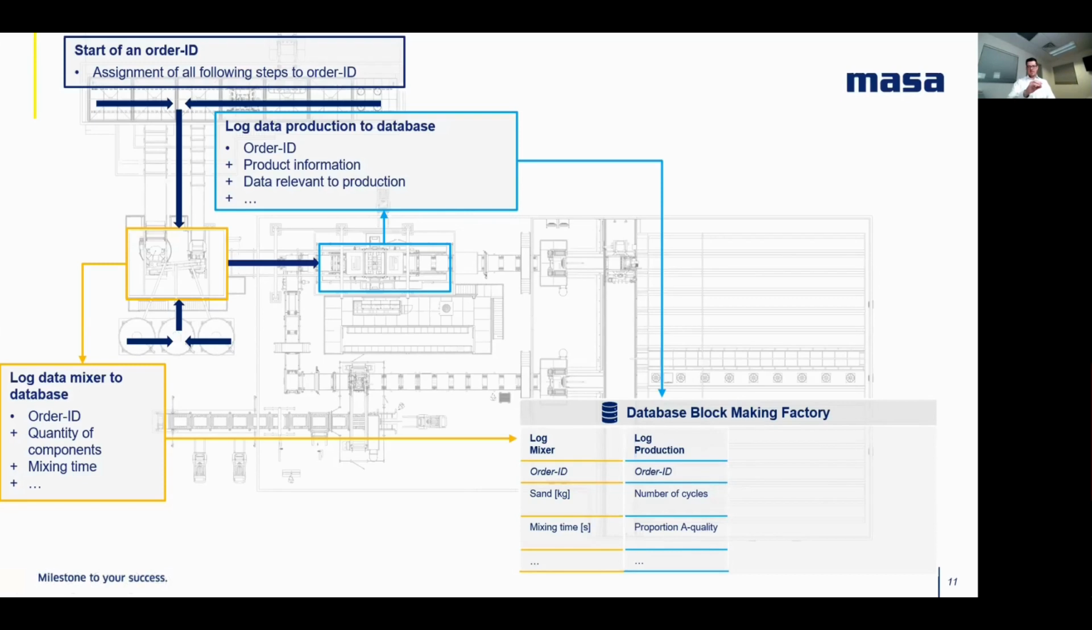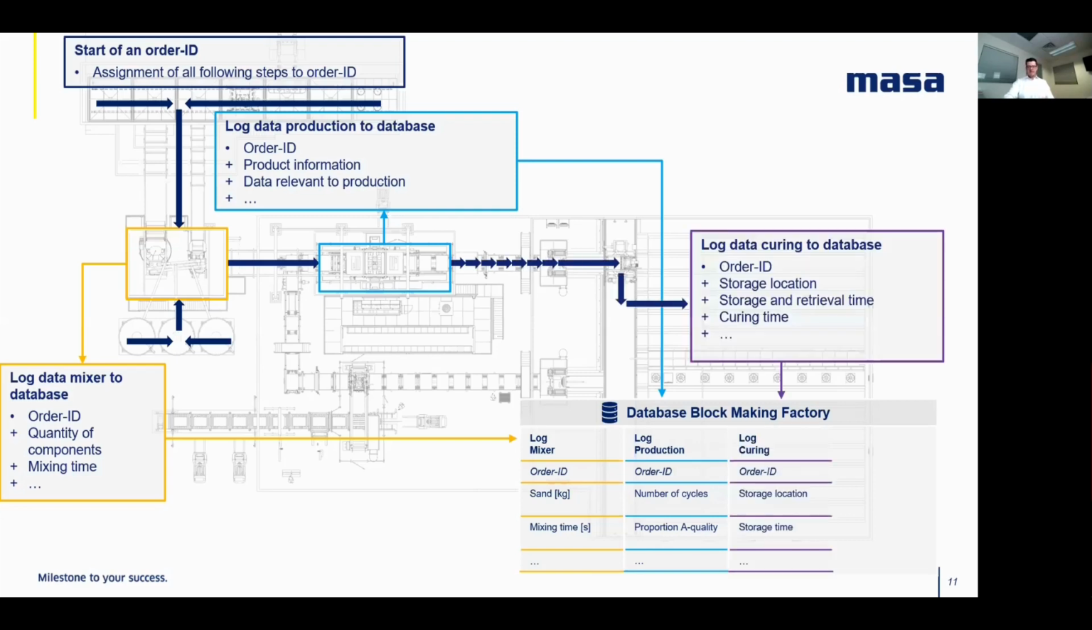Again, the order ID triggers the product information. What product are we producing? How much are we trying to produce? What are our filling parameters? What are our vibration settings? Things of that nature. It receives a timestamp and continues down the production process.